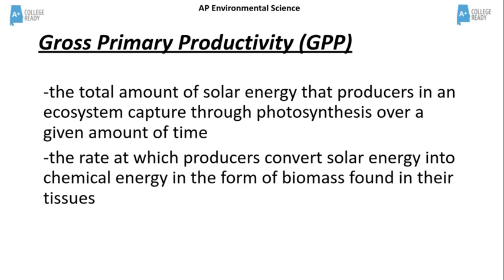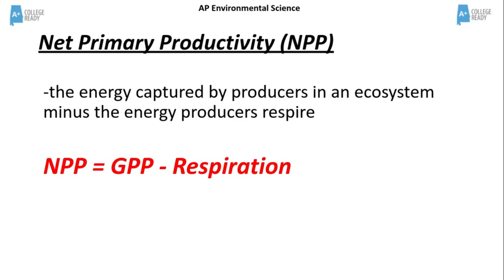Gross primary productivity is defined as the total amount of solar energy that producers capture through photosynthesis over a period of time. It can also be thought of as the rate at which producers convert solar energy into chemical energy. Net primary productivity is the gross primary productivity minus respiration. It's a measure of the actual amount of useful energy available to be passed on to the next trophic level.